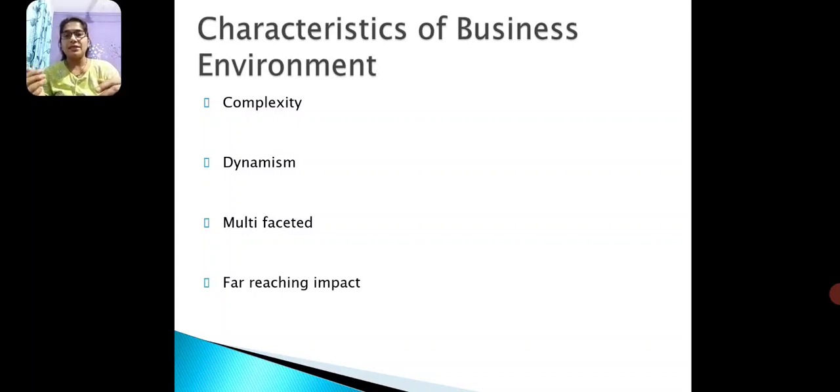So it is complex. Then dynamism. Dynamism means it's not static, it keeps changing. Every situation in your business environment keeps changing. I was talking about the government rules, GST coming into the picture. There was demonetization, there is a lockdown, or there is a government rule about timing. You have to work only from morning 6 to 10 or morning 6 to 12. Likewise, many things may happen.